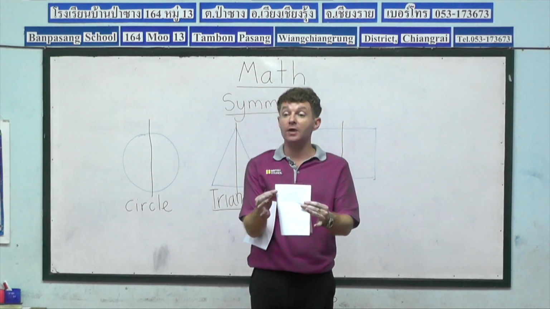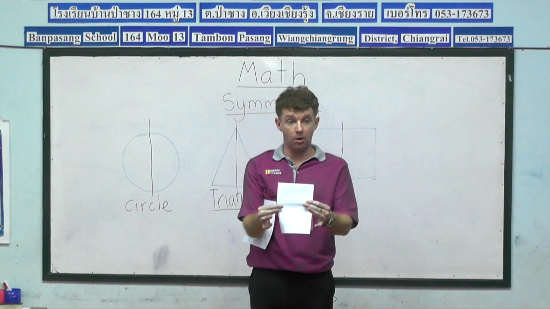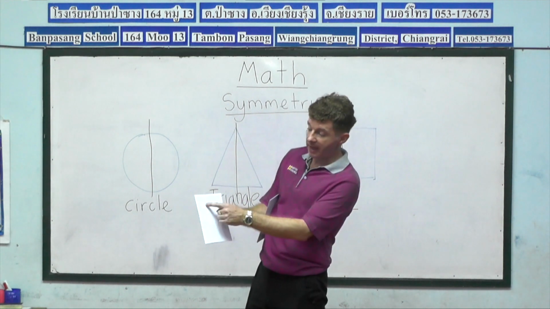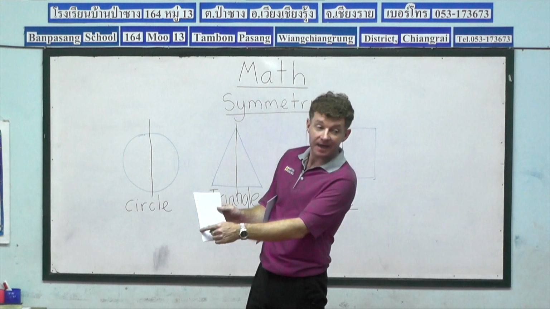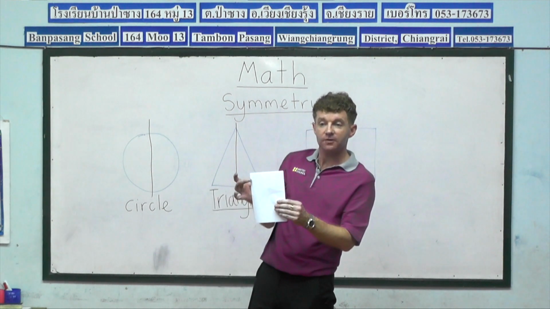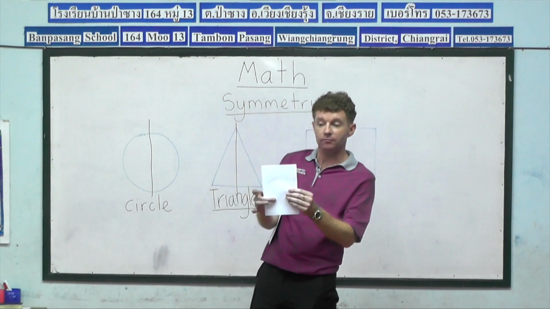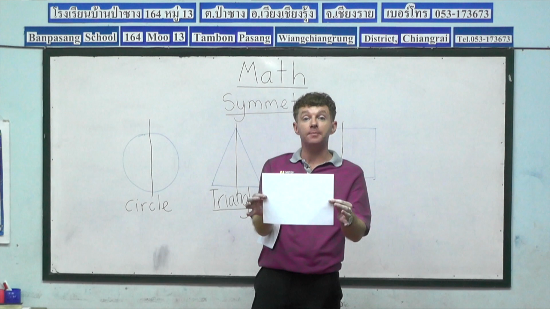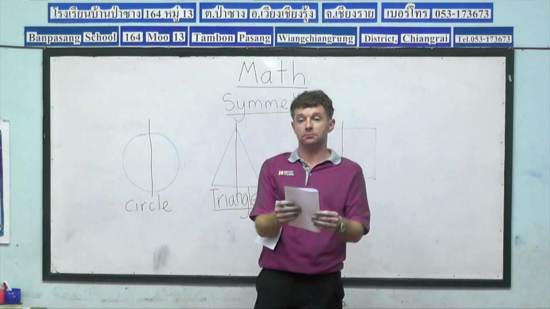First thing to do, guys, fold it in half, because we're going to draw a picture on this side of the paper. And then when we cut along that side and reveal the shape, we will open it up and the shape will be symmetrical, okay?